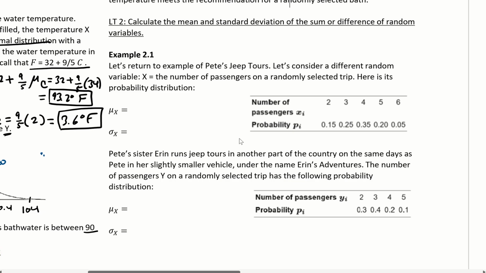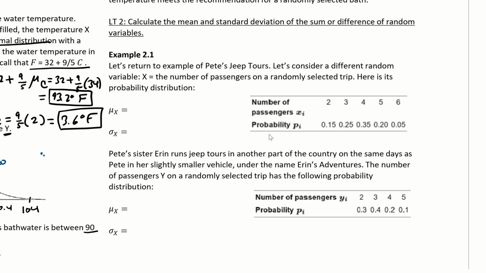All right, so now we're going to learn target 2: calculate the mean and standard deviation of the sum or difference of random variables. All right, so let's return to the Pete's Jeep Tours example. It says, let's consider a different random variable, X equals the number of passengers on a randomly selected trip. Here is its probability distribution.